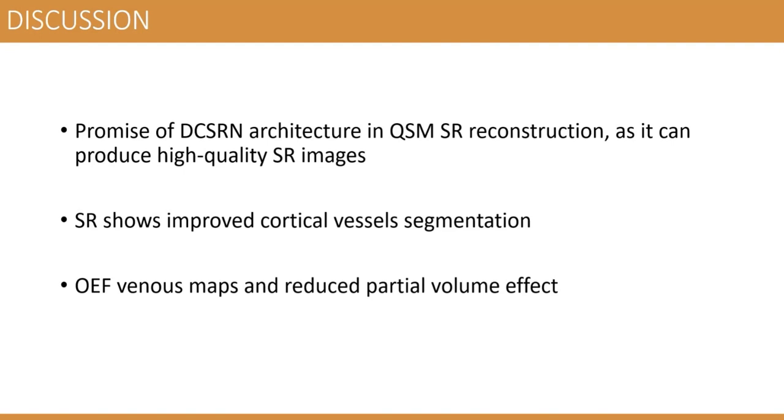So altogether, we can say that the DCSRN is a promising architecture to reconstruct QSM images, as we have produced very good super resolution images. The cortical vessel segmentation has improved, as well as the oxygen extraction fraction estimation, and the partial volume effect was a bit reduced.